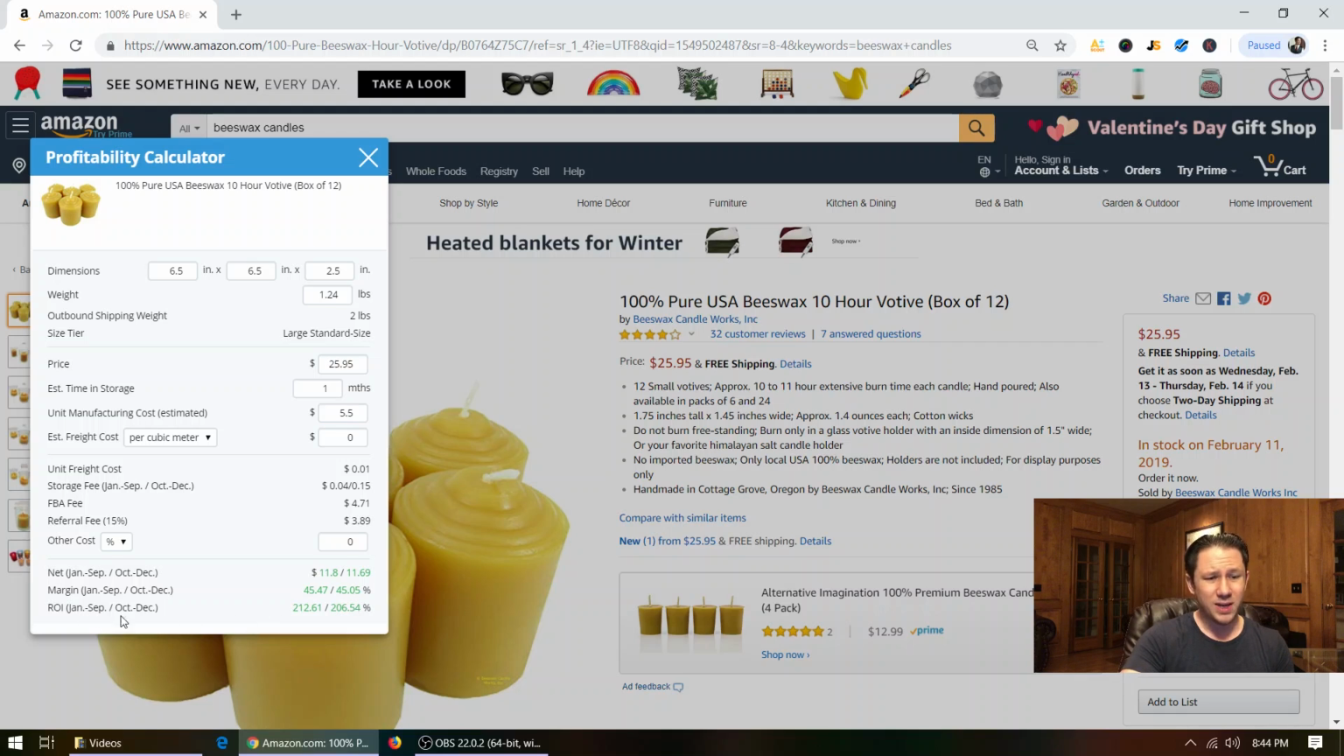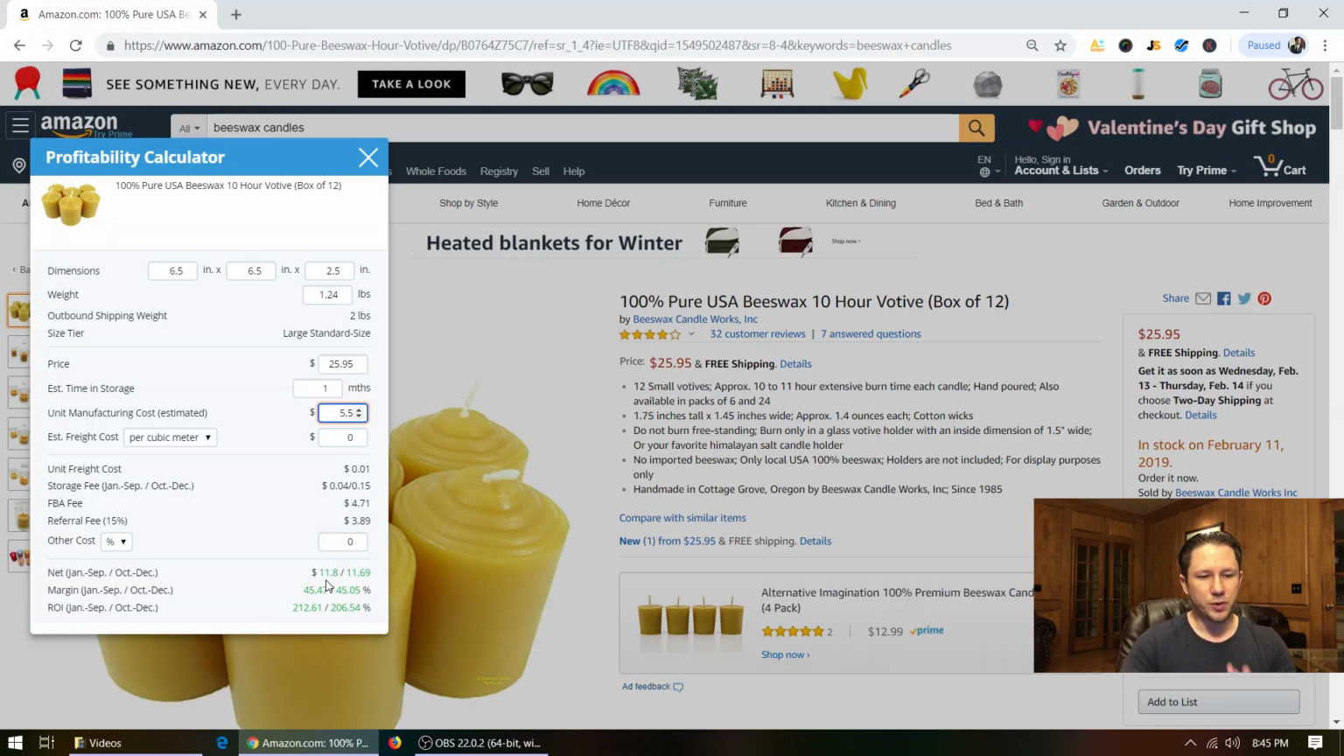So in ROI, this means that my ROI is 212%. That means that every time I buy a unit for $5.50, that's your cost, you're making back more than double that. You're making back 212%. So you're making back the $5.50, which is your cost, and you're making back an additional $11.80. So you're making both of those. So this is a really great product, really good numbers.